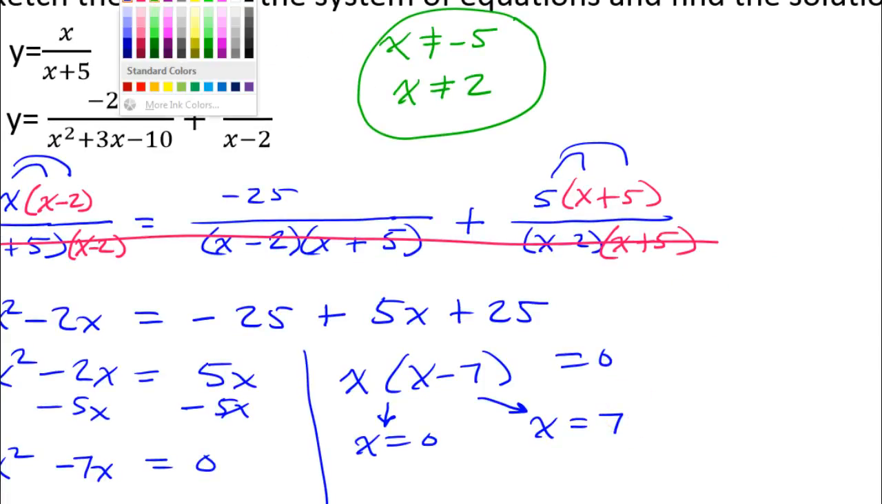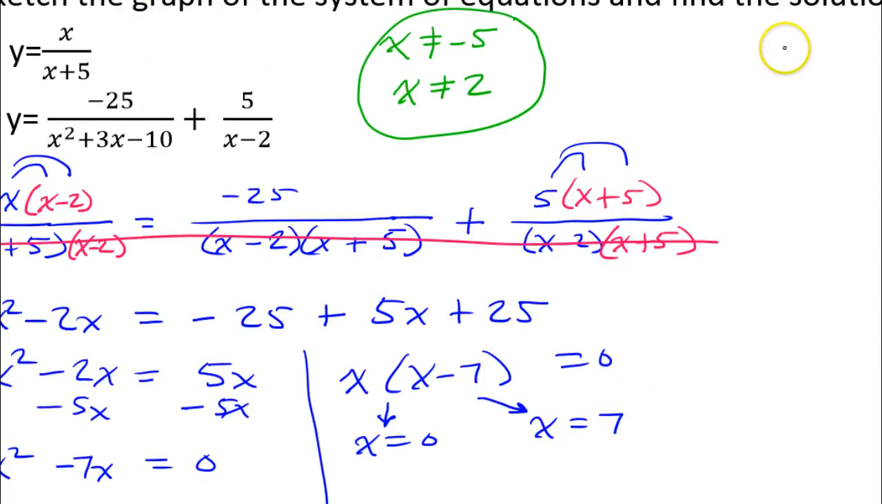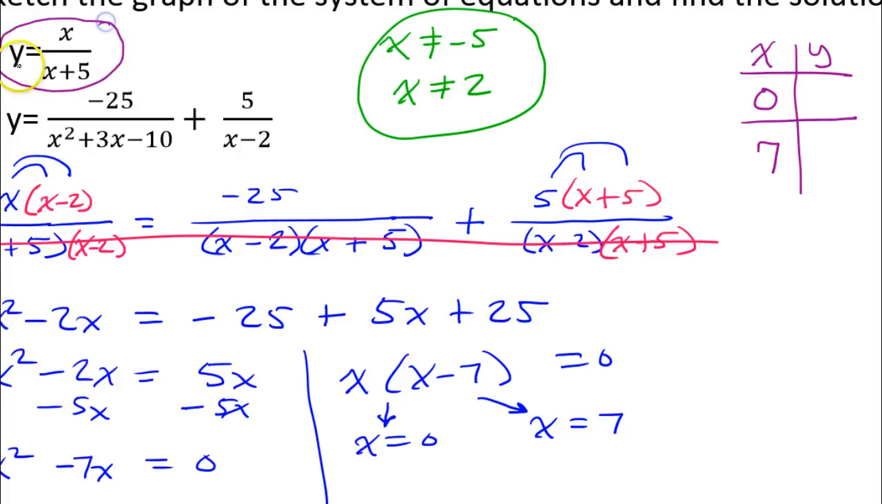Let's see. I'm going to switch colors. Let's go purple. So it's sort of like this. We have these two x values, 0 and 7, but we need the y values that go with them. You can use either one of these two equations over here. This one seems simpler, so I'm going to use that. Y equals x over x plus 5.